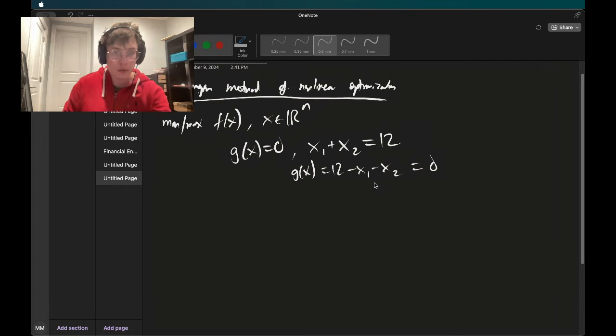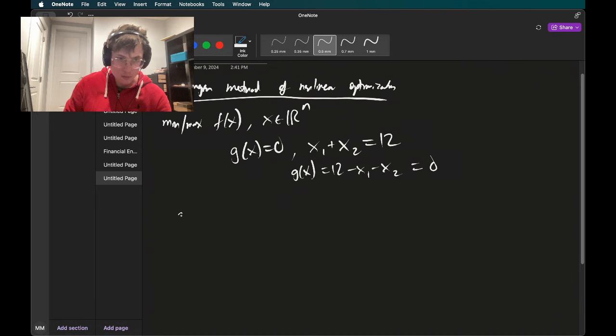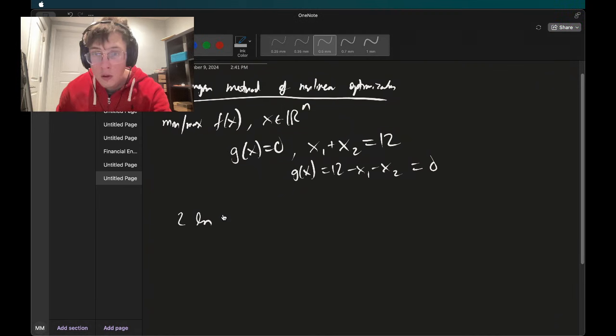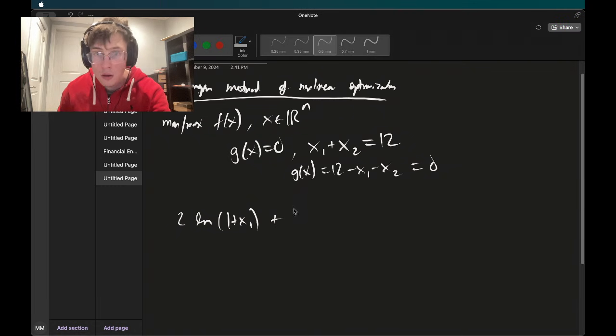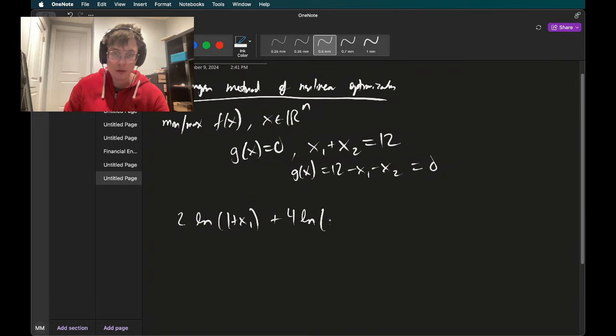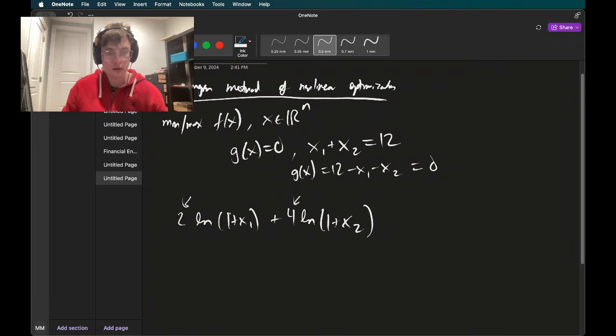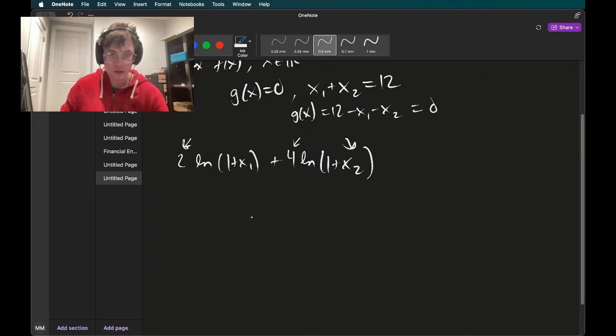So we're going to try to maximize 2 times ln of 1 plus x1, plus 4 times ln of 1 plus x2. Right away we can see that this 4 is bigger than the 2. Therefore, in our final answer for x1 and x2, we obviously expect x2 to be way more important. But additionally, we're introducing a constraint, that x1 plus x2 is supposed to be equal to 12.